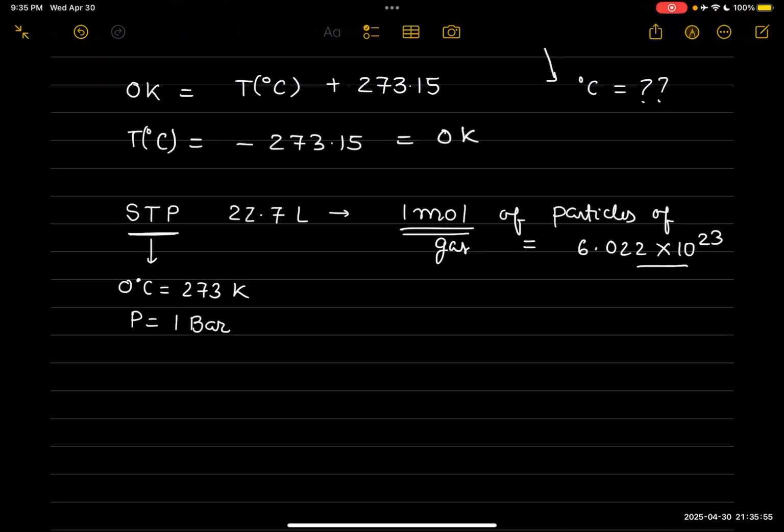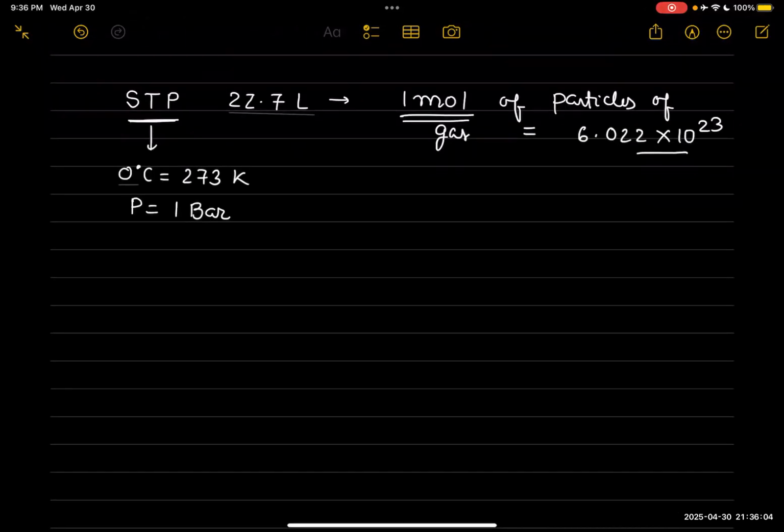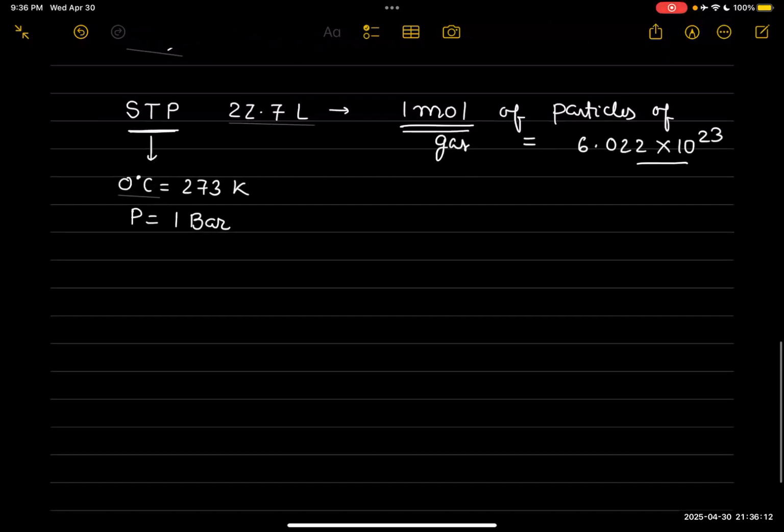Okay. At 1 bar pressure, if it is 1 mole, the volume will be 22.7. Let me explain, because this gases part is going to come in thermodynamics also, this temperature is very important. Suppose I have taken 11.35 liters of neon gas. Where do we use neon gas?